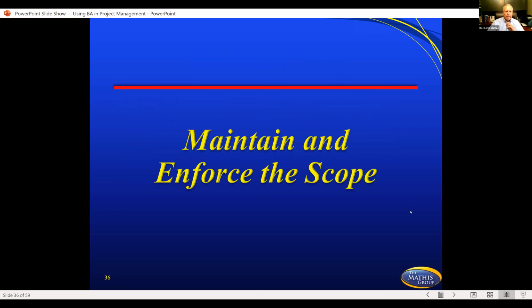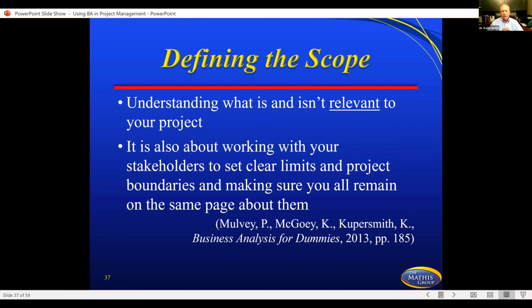All right, so let's maintain and enforce the scope. That's what you're going for with all these requirements, is trying to understand the scope of the project. So when we talk about scope of the project, it's understanding what is and isn't relevant to the project. It's also about working with your stakeholders to set clear limits and project boundaries and make sure you all remain on the same page about them. If we don't stay on the same page, we know that is scope creep.